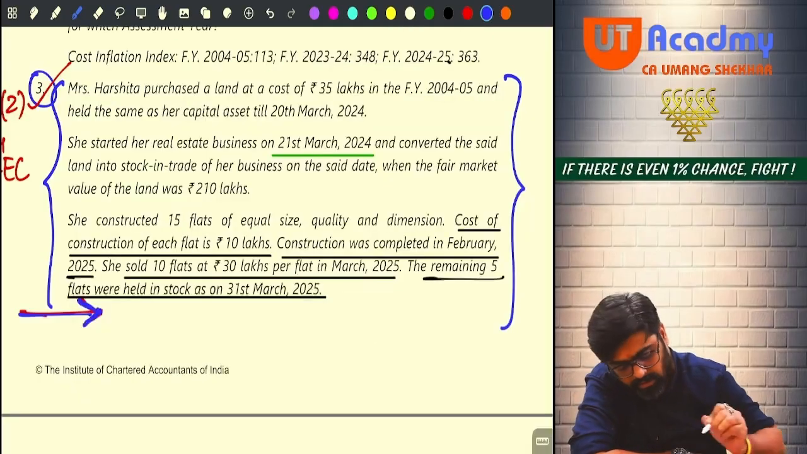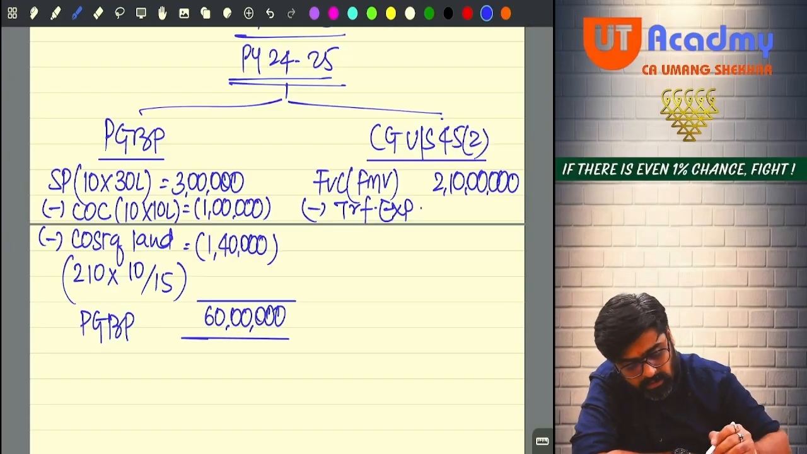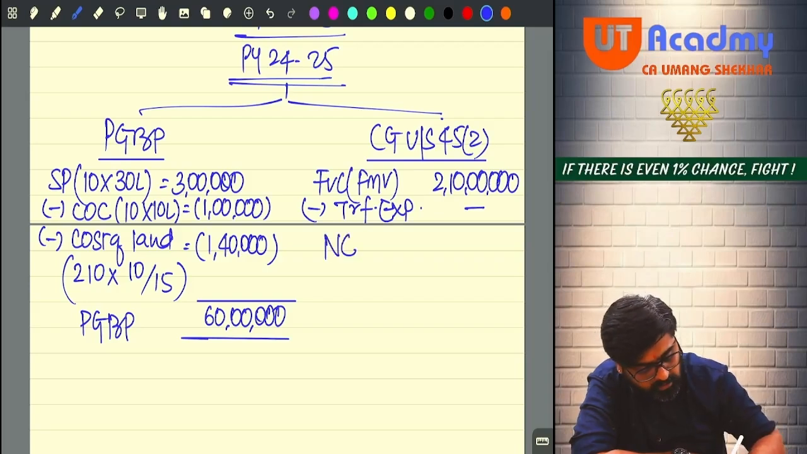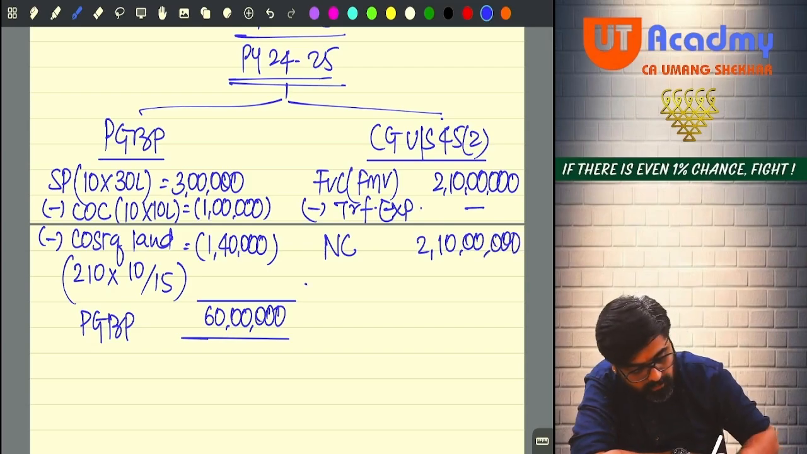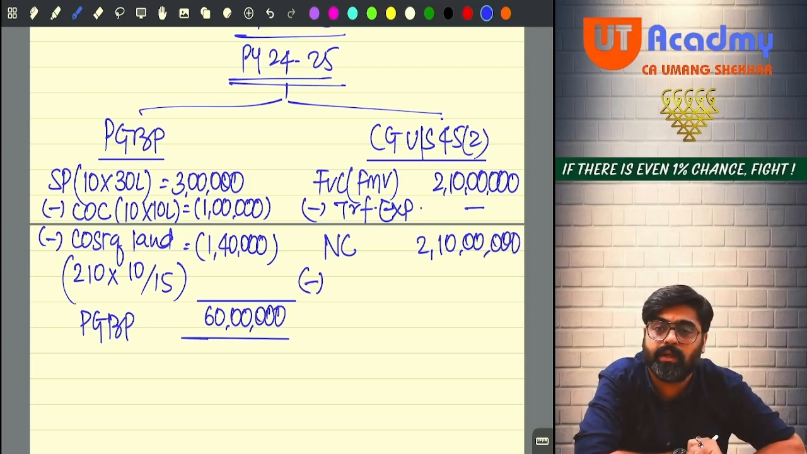Tell me. See the question. There was no transfer expense. Expenses on conversion, no transfer expense. Net consideration will be 2 crore 10 lakhs. Now, I will reduce cost or index cost, depends on the period of holding of my capital asset.